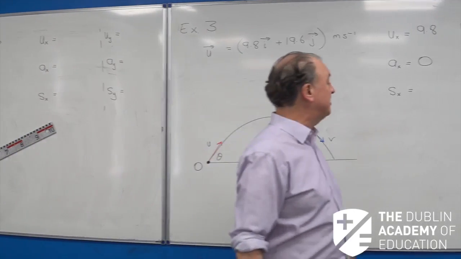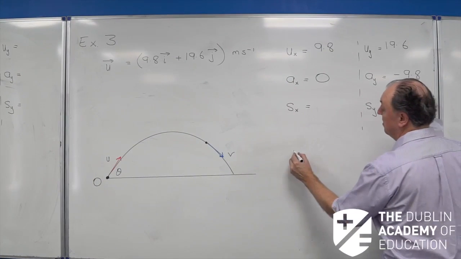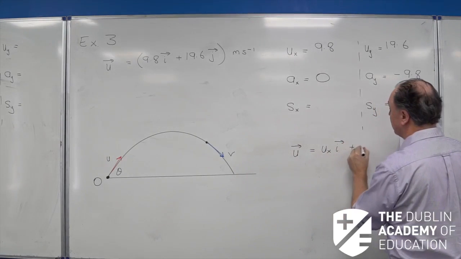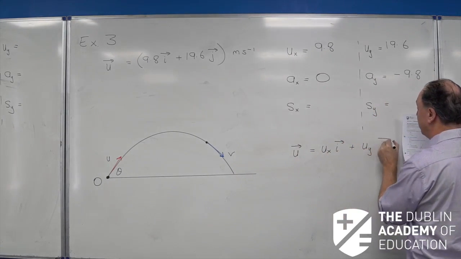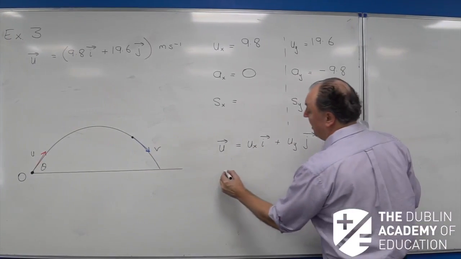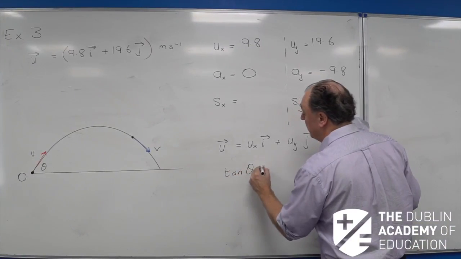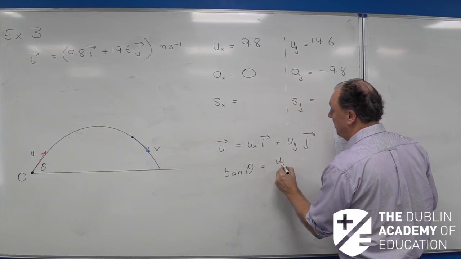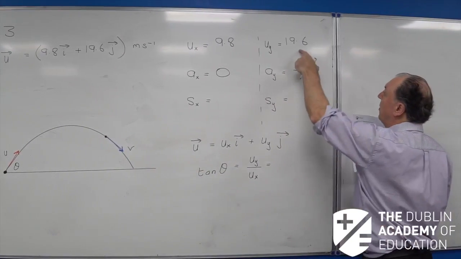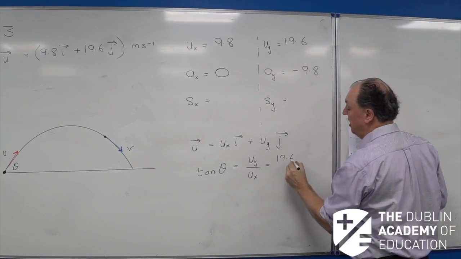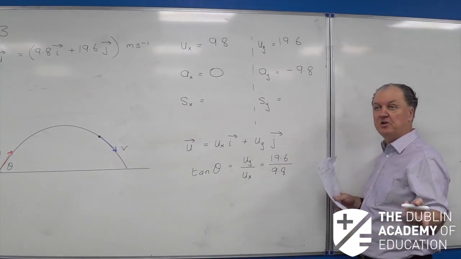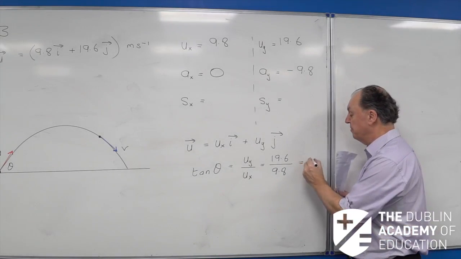Well, you know every vector can be written down as u vector, ux i vectors plus uy j vectors. And how do I pull the angle out of that? Well, tan theta is uy divided by ux. From my table, uy is 19.6 and ux is 9.8. Put that into your calculator and you get an answer of 2.